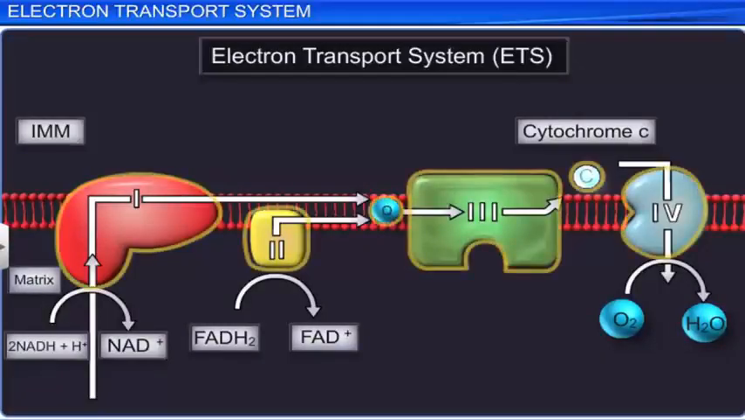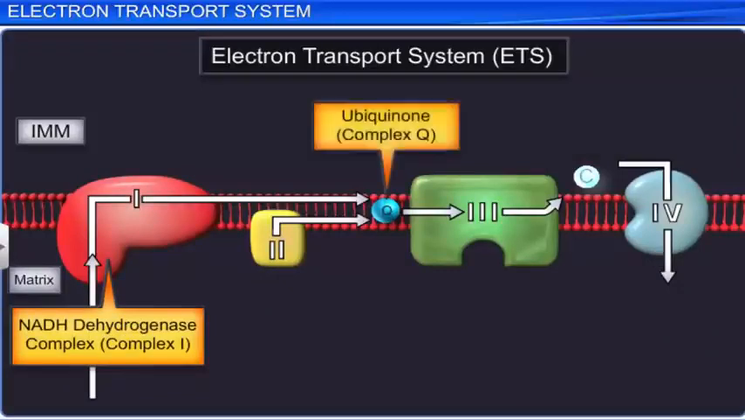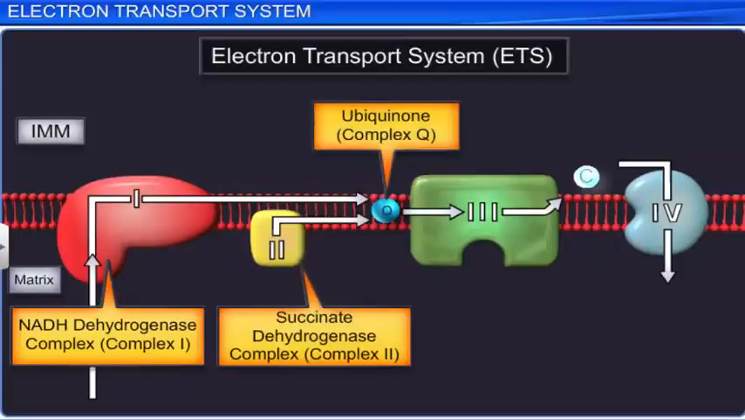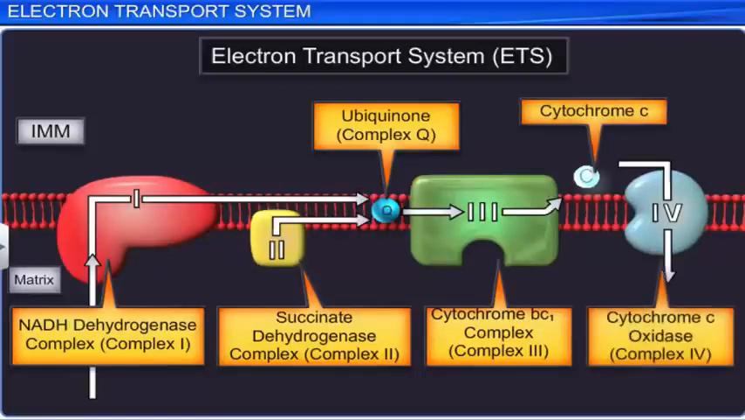ETS comprises several electron carriers that include NADH dehydrogenase complex or complex 1, ubiquinone or complex Q, succinate dehydrogenase complex or complex 2, cytochrome bc1 complex or complex 3, cytochrome c, and cytochrome c oxidase or complex 4.